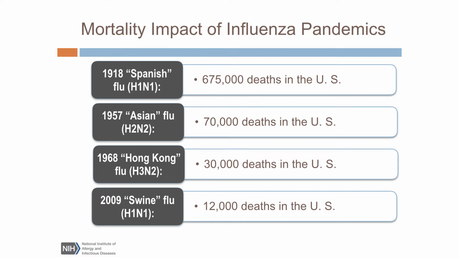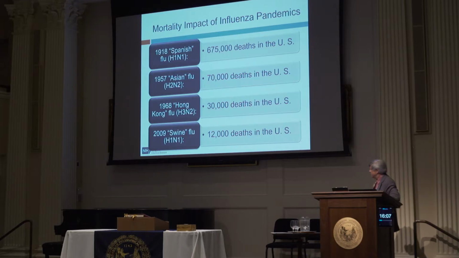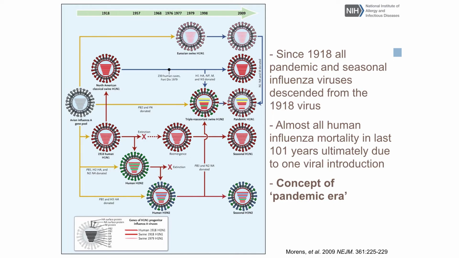Tom talked about the difference in mortality. If you take the numbers, the population of the US was about 1/3 the size in 1918 that it was in 2009. So while there's about a 55-fold difference in mortality between the 1918 and 2009 pandemics, you could think of that maybe as like a 150-fold change in mortality. So pandemics are incredibly variable in their impact.